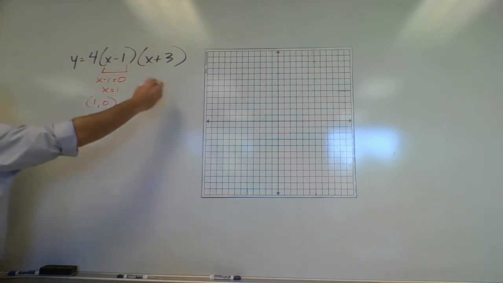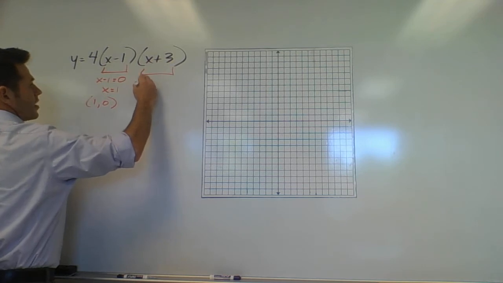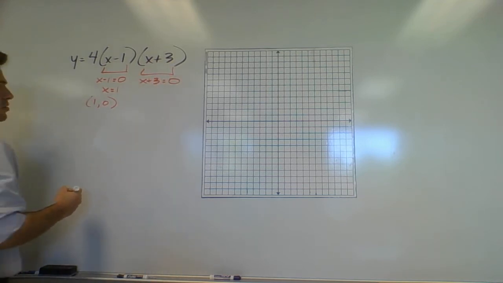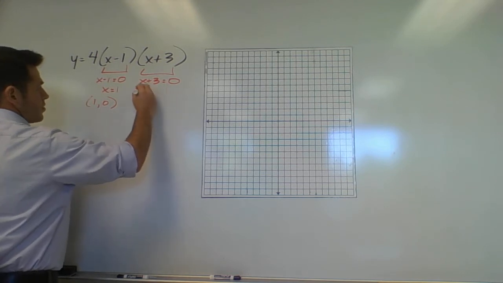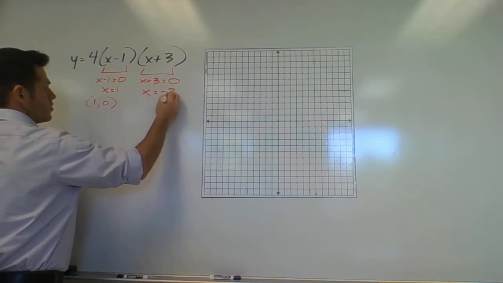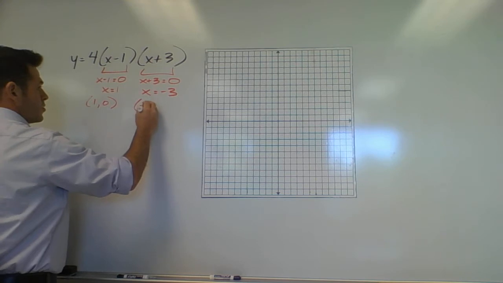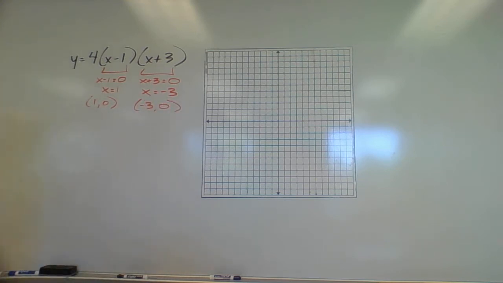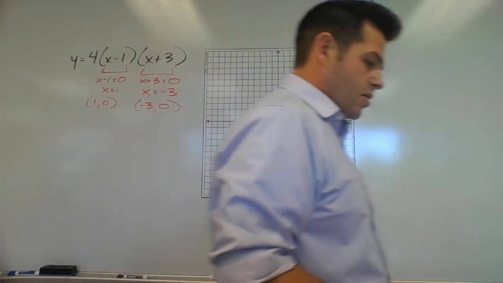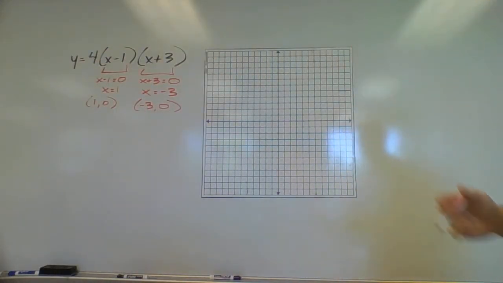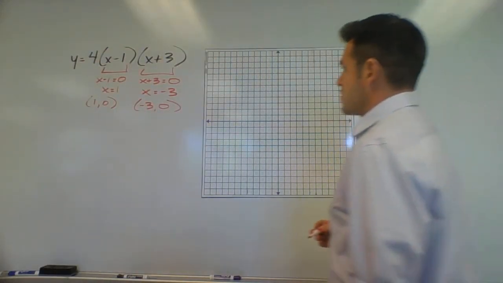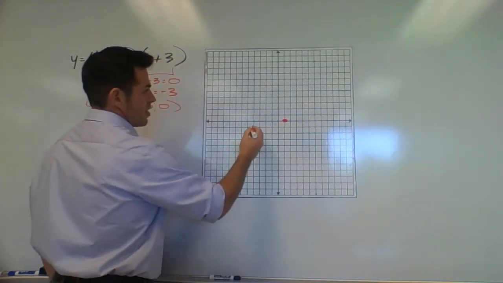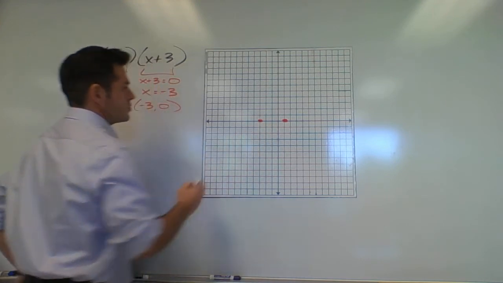Then I go ahead over to this parenthesis right here. I've got x plus 3, trying to figure out what would make that parentheses 0. Subtract 3 from both sides and I get x is equal to negative 3. So for this function, I have 2 x-intercepts. One of them is 1, 0, the other one is negative 3, 0. So I'll go ahead and plot those points on my graph right there.